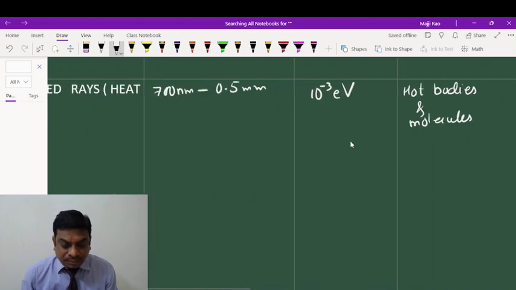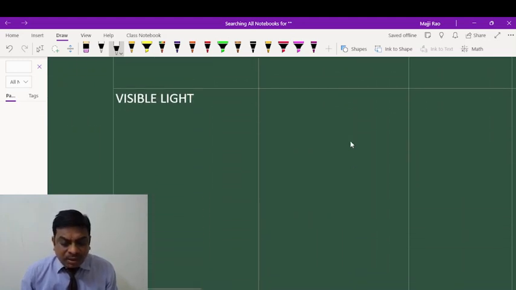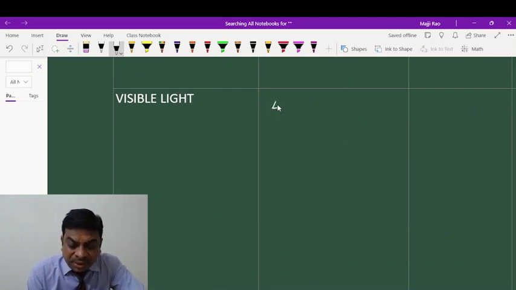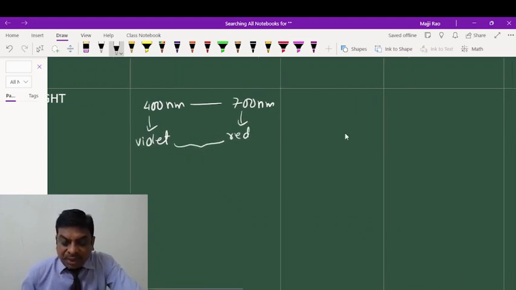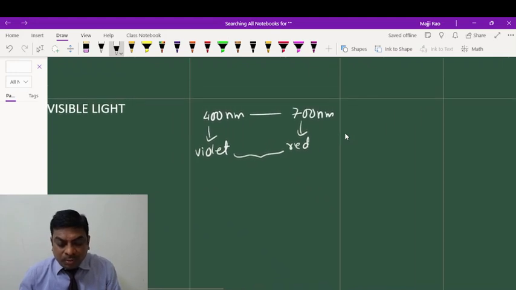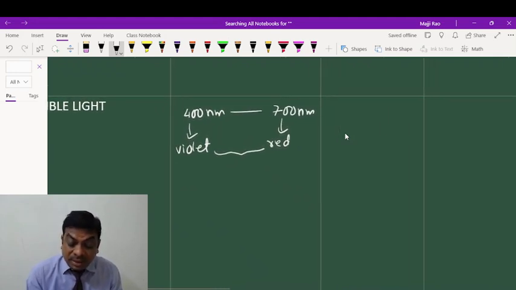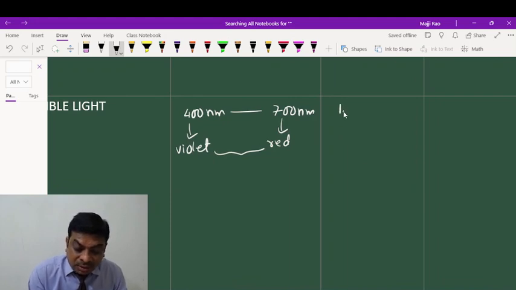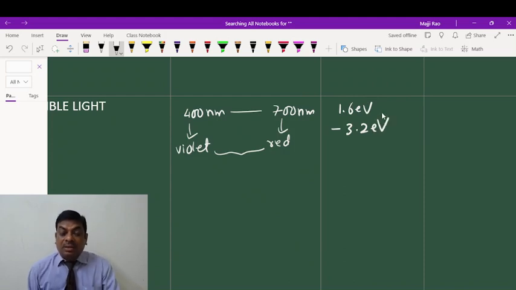Students, then coming to visible light, we all know visible light is a small part of the electromagnetic spectrum. Basically, the wavelength ranges from 400 nanometers to roughly around 700 nanometers. This 400 nanometer corresponds to violet and 700 nanometer corresponds to red. Rest of all the colors lie in between. Their energy will be somewhere in the range of 1.6 electron volt to 3.2 electron volt. This is the normal energy range of this.